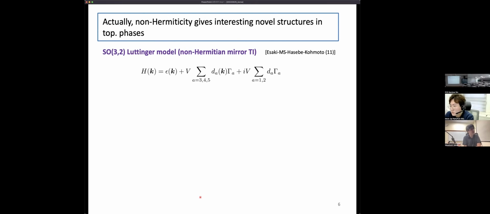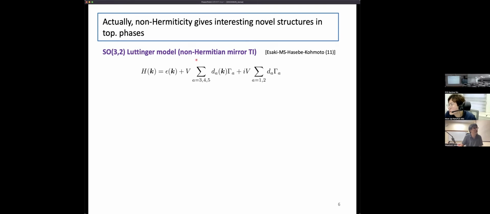And actually, the non-Hermitian gives an interesting novel structure in topological phases. So more than 10 years ago, we considered the possible topological phases in non-Hermitian systems for the first time. And at that moment, I considered several different non-Hermitian systems. Today I only explain a particular model, which we call the SO3 to Lattice model.